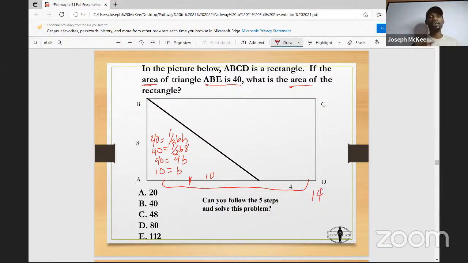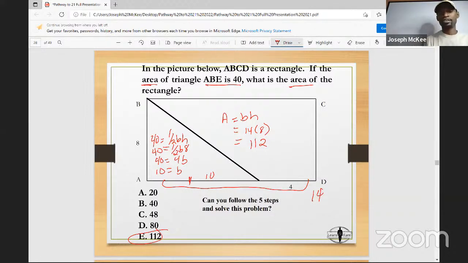Now we can find the area of the rectangle. And the area of a rectangle is simply base times height. And that area is going to be 14 times 8. And when we multiply, that gives us 112. So the answer is E.